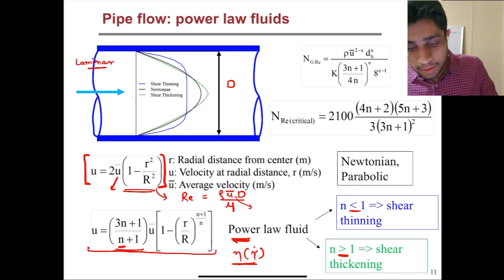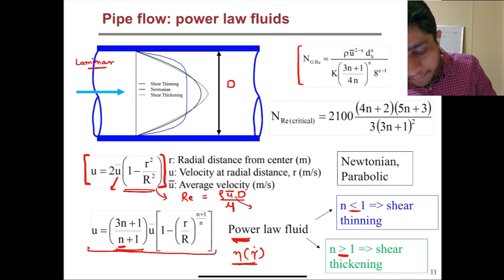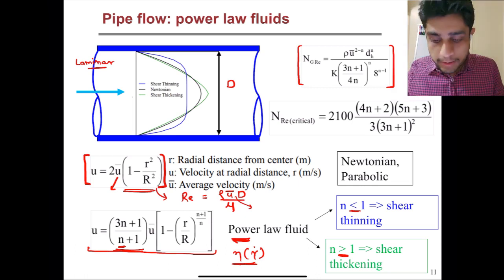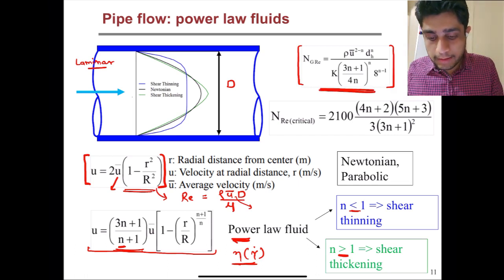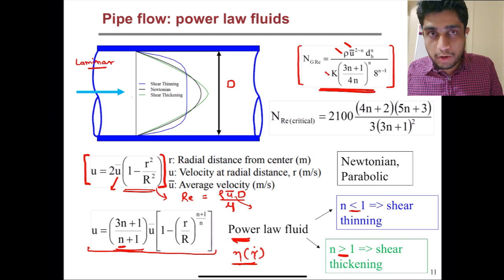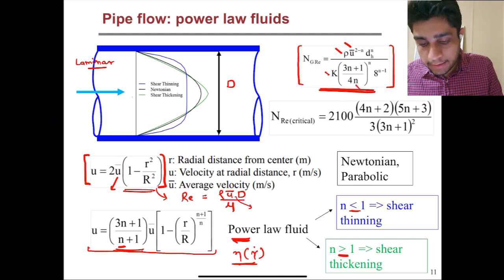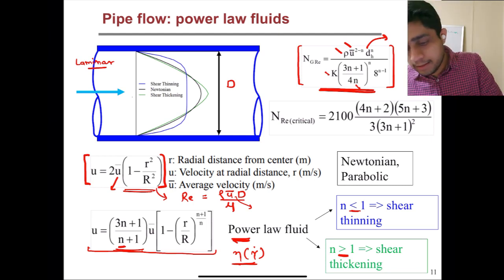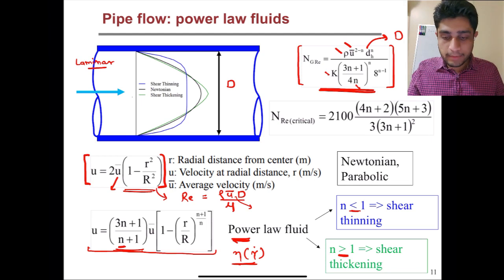And if you do the calculation, the Reynolds number in the case of power law fluids can be written like this, in terms of its density, the average viscosity, the power law coefficient K, power law index N, and dH. Here dH is the hydraulic diameter, which, if the pipe is circular, is the same as the pipe diameter.